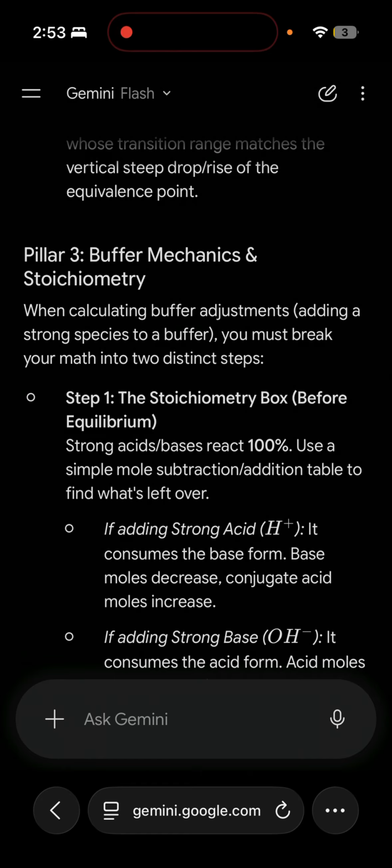Comparing Ka and Kb. When both ions come from weak parents, like NH4F, they both try to change the pH. You must compare their strengths. 1, identify the Ka of the cation and the Kb of the anion. 2, compare the values.